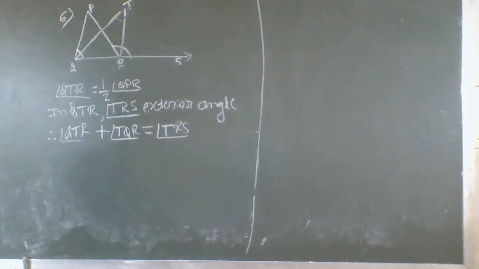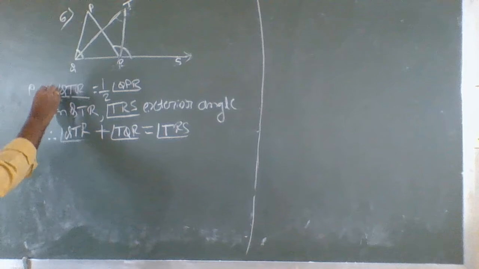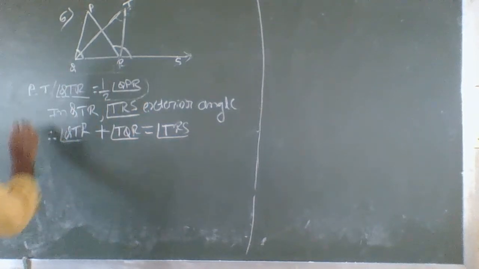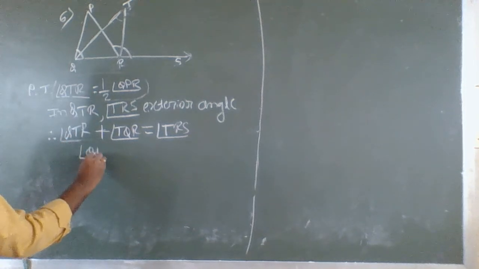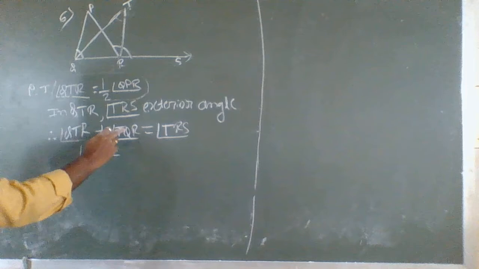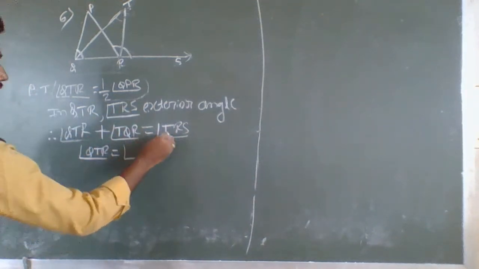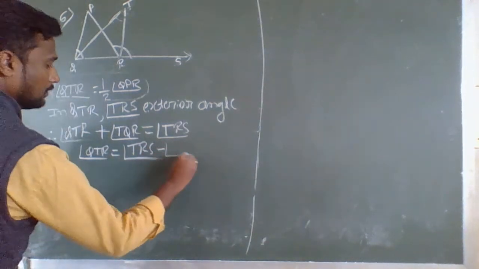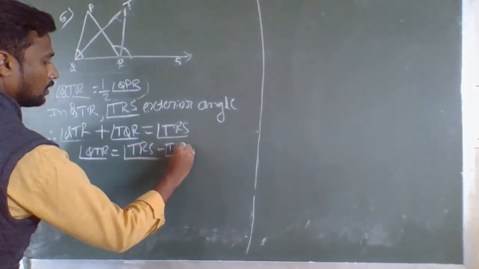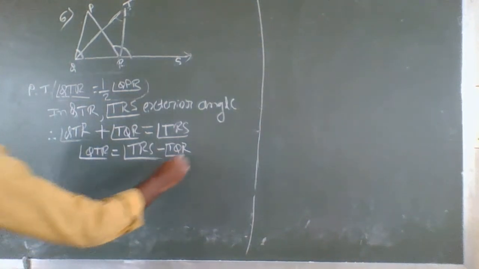So now, to prove angle QTR, to get angle QTR, I will write it as it is. Angle QTR is equal to, I will move this PQR to the other side. Therefore, angle TRS minus angle PQR. I will move this to the other side, therefore this is minus now. I will consider it as 1.